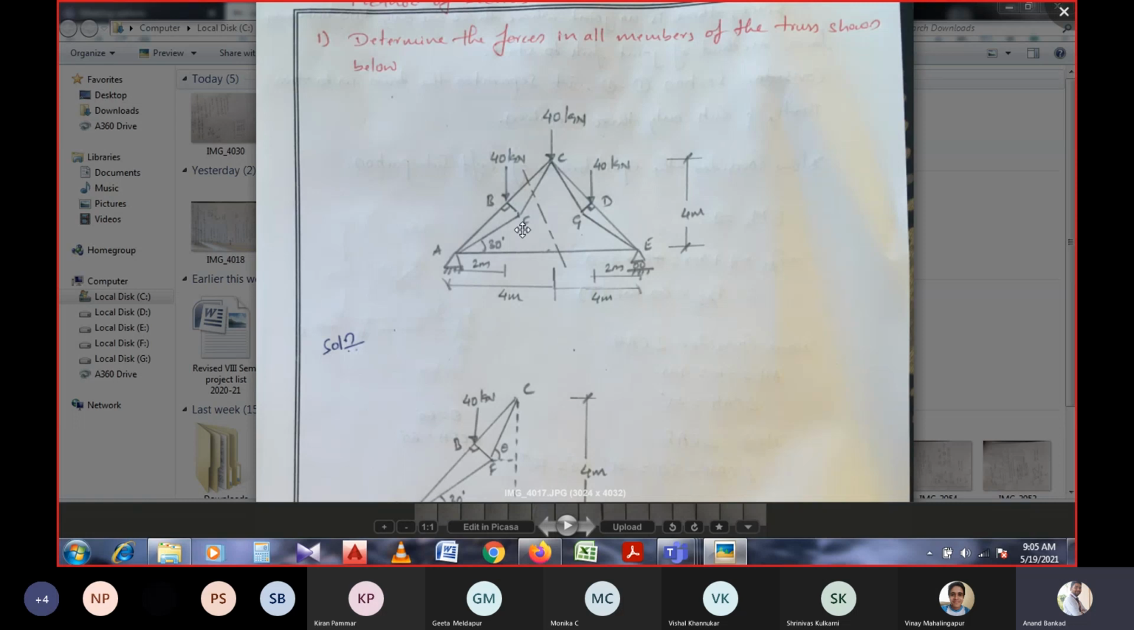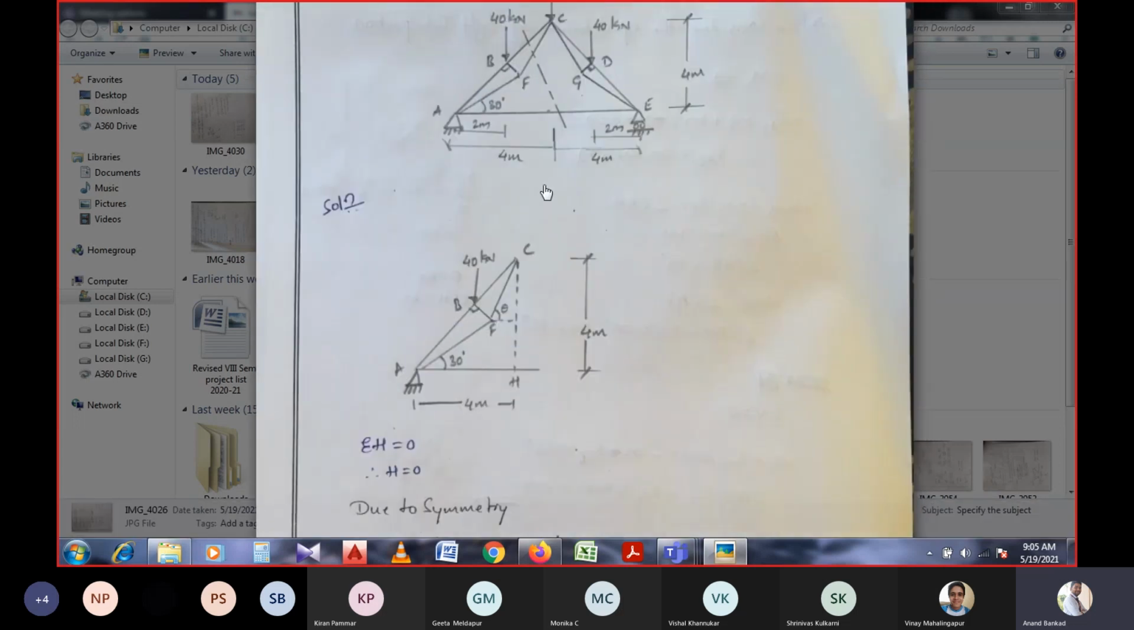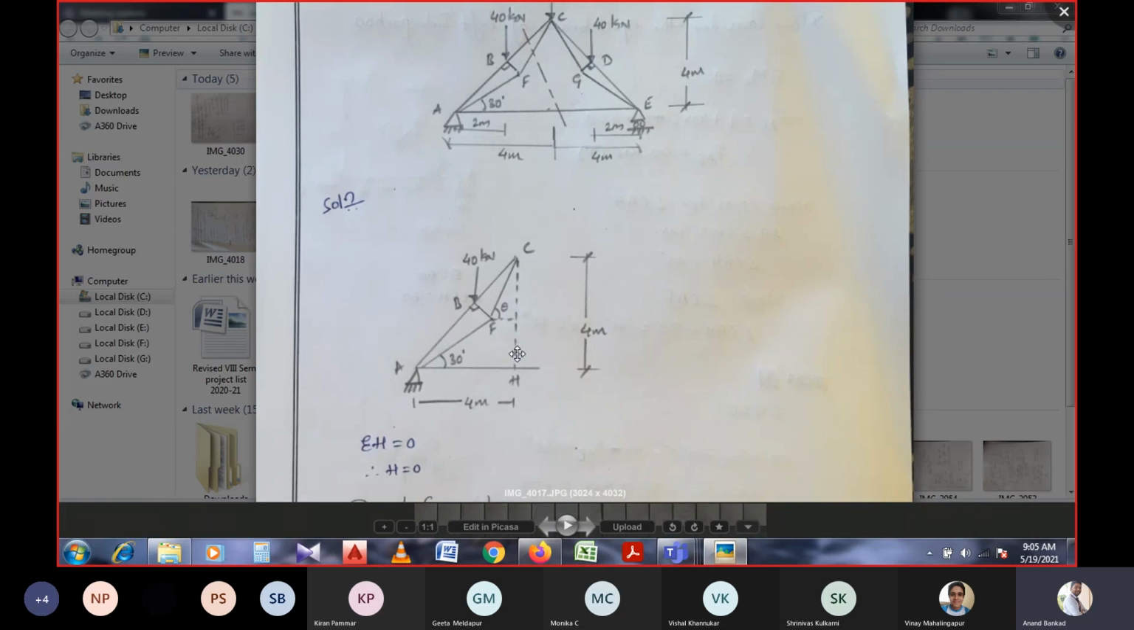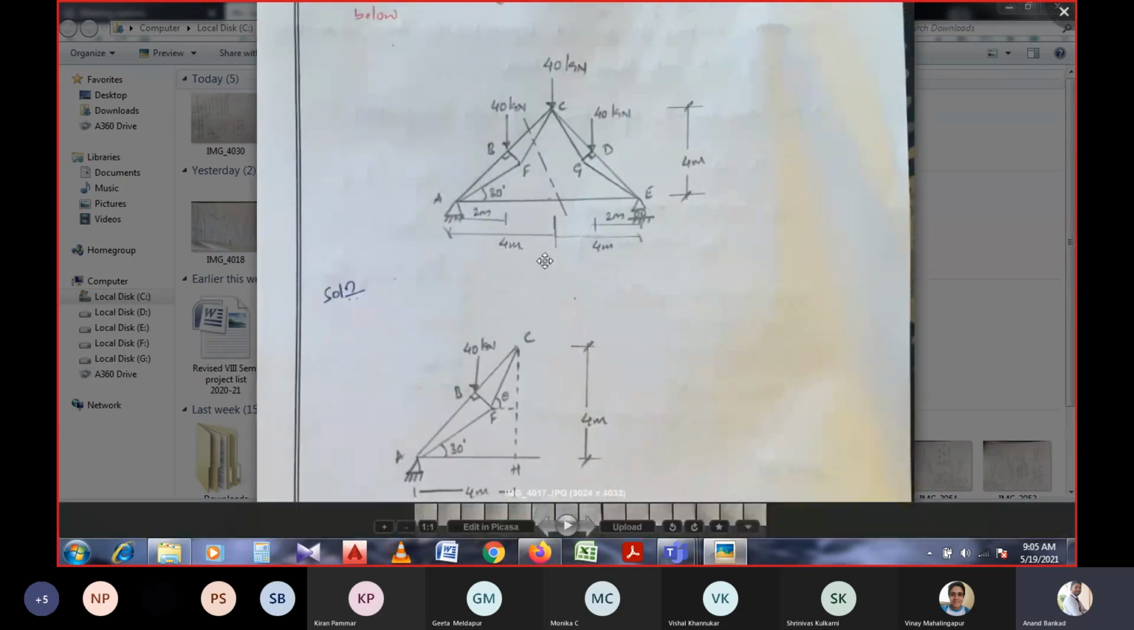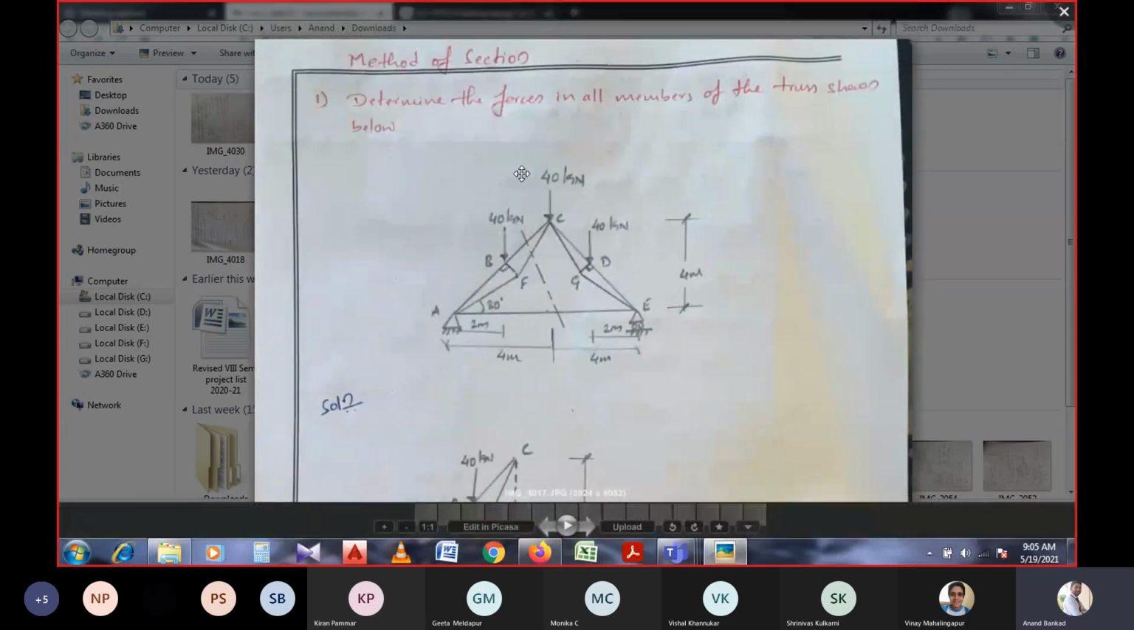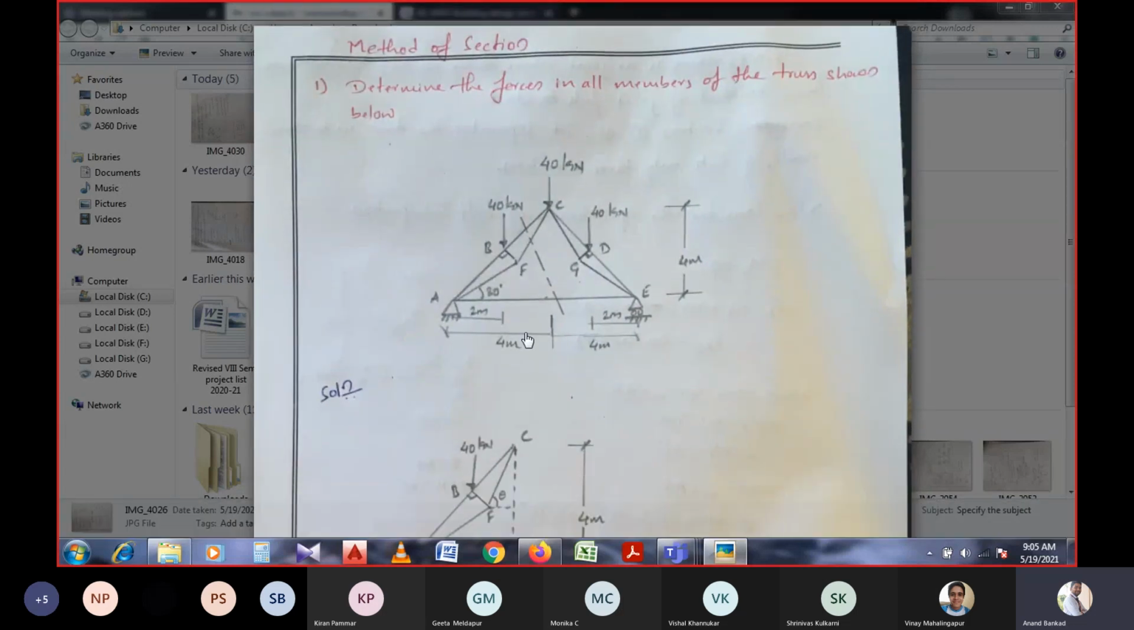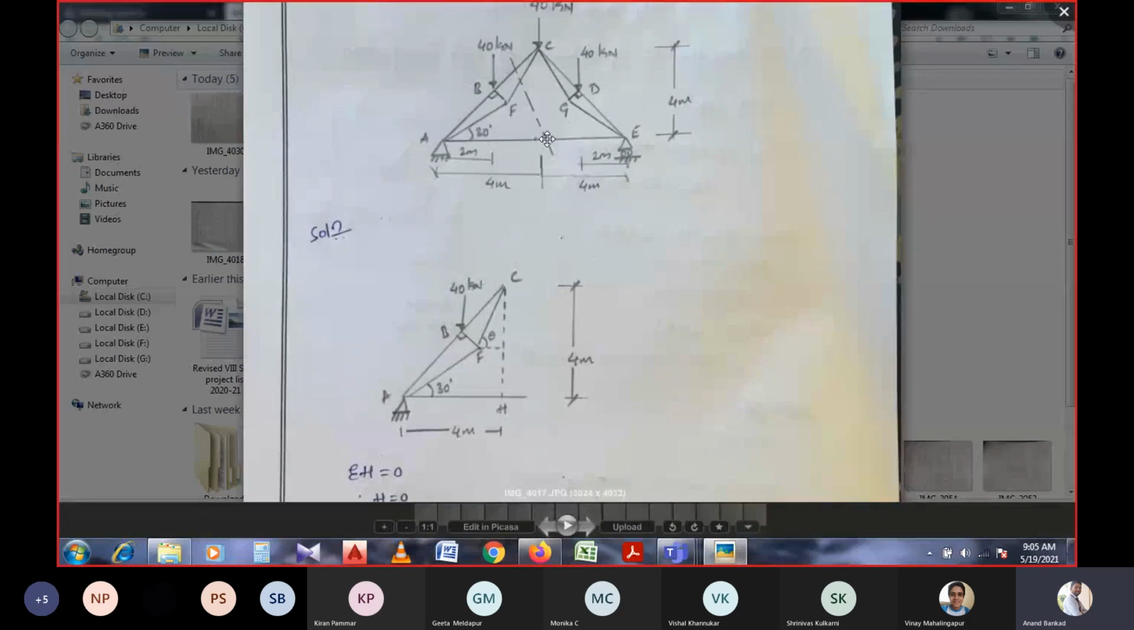Here method of section is referred for a maximum of three members. We have taken the section over here, and once we take the section, the left hand side of the truss, that is the LHS of the truss, is referred to for analysis. Since the question asks to calculate the forces in all the members, and the truss is symmetric about the axis, if you solve for the LHS, it will be the same for the RHS also.